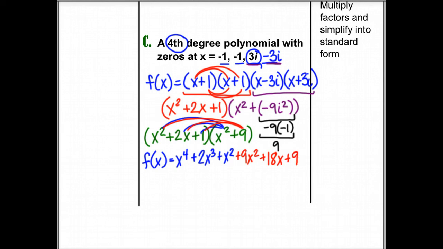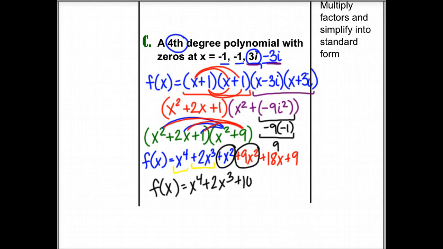So then I can find my common terms. I've got a 2x cubed that is all by itself, and an x to the 4th that is all by itself, which means that f of x is equal to x to the 4th plus 2x cubed. And then I've got x squared and 9x squared, so plus 10x squared, plus 18x, plus 9, which is a lot shorter route than if we were to go down the road of using our actual foiling out.